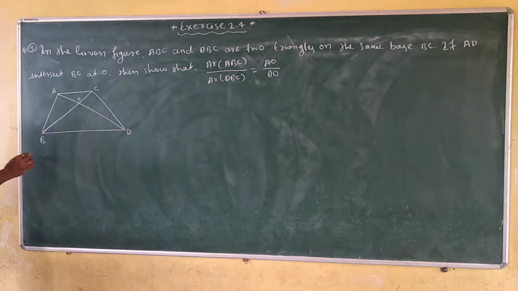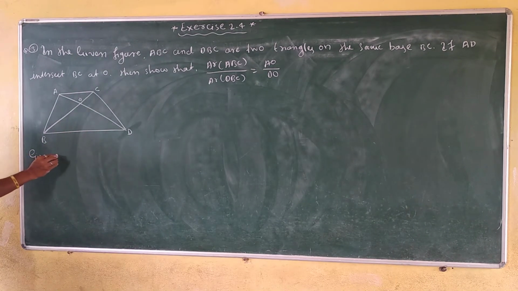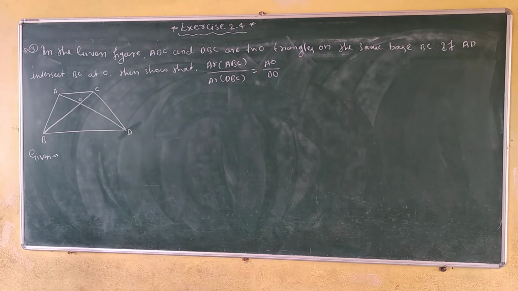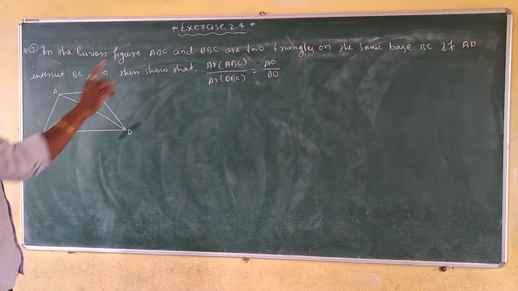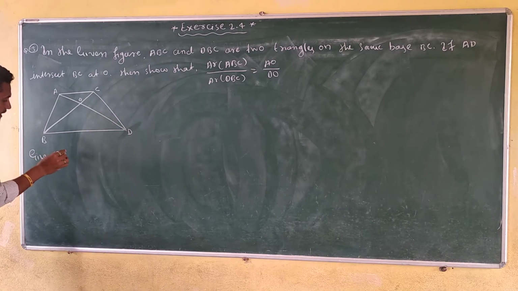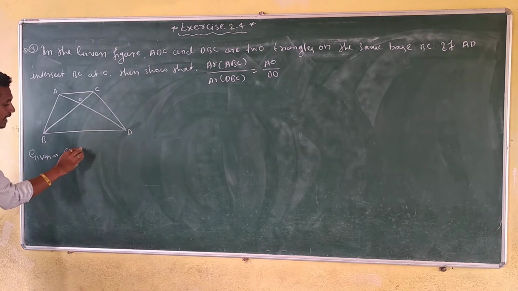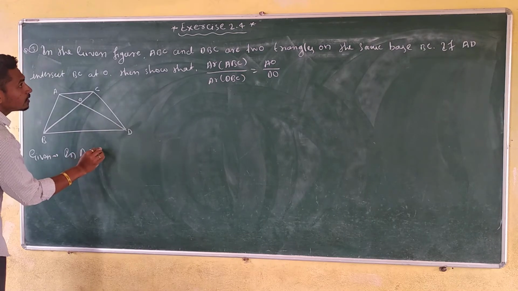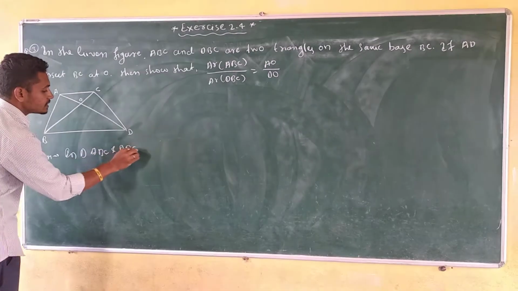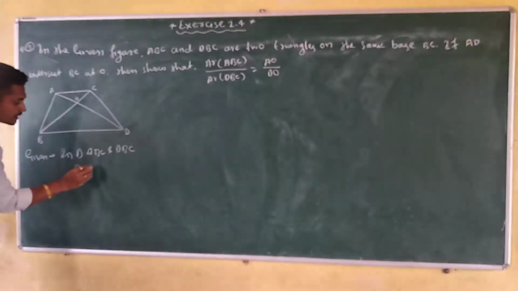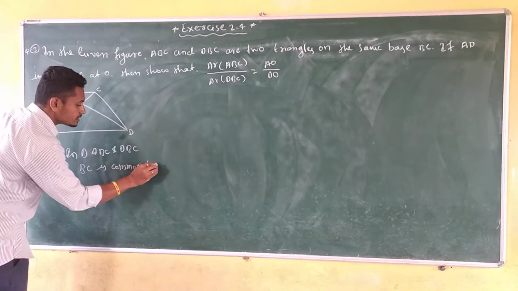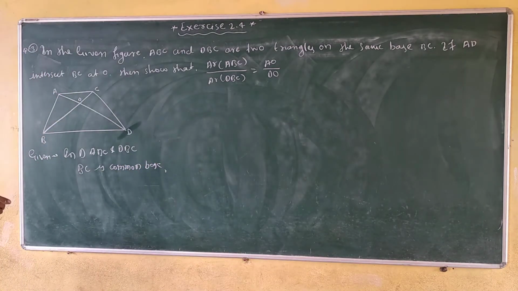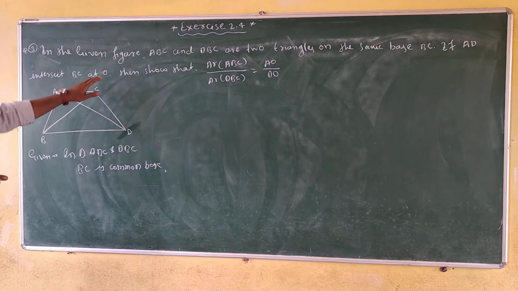So write first the given data. What is the given data here? BC is a common base. In triangles ABC and DBC, BC is the common base. Next, what is given: AD intersects BC at point O.